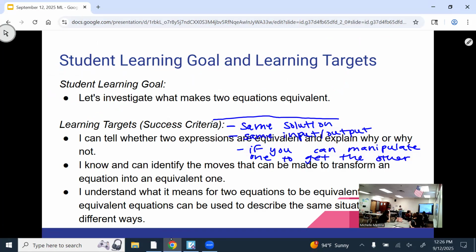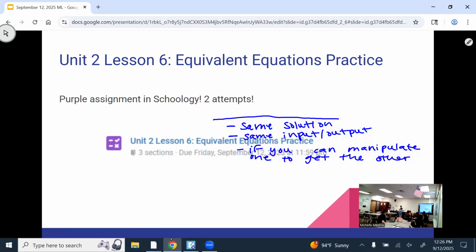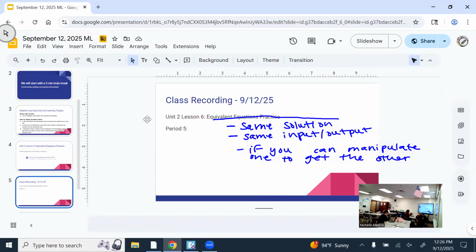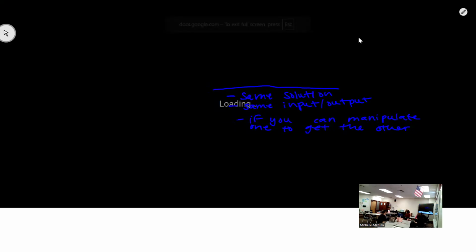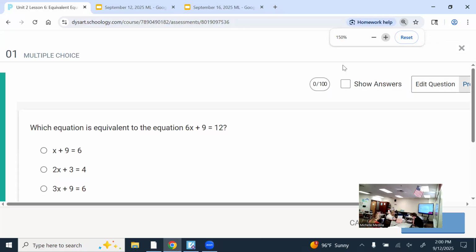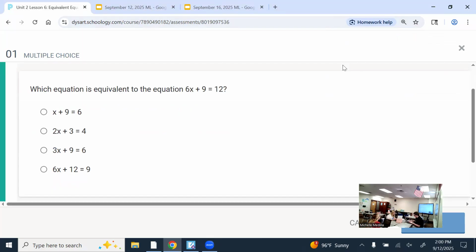Okay. So even though some of you haven't had the lesson, I would say that the practice is hard without having had the lesson, but we just went over the learning targets. I think you should have enough to be able to do it. So 80% or higher is the standard. I'll leave this list up here. So lesson 6, number 1, we have which equation is equivalent to 6x plus 9 equals 12.